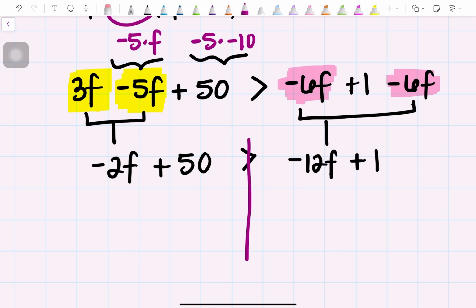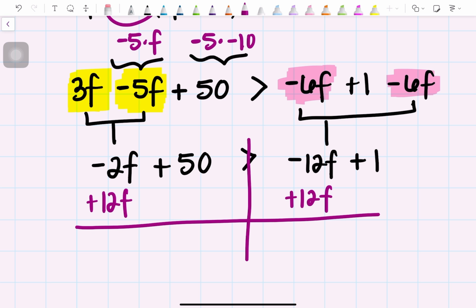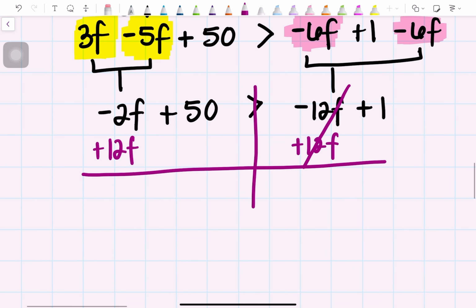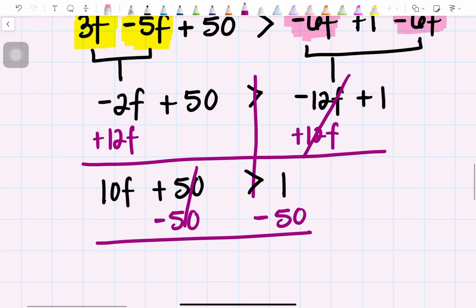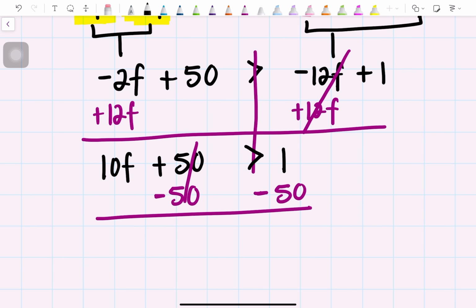Now let's go ahead and move letters to one side, numbers to the other. I'm going to start by adding 12f. And this is just preference here, guys. I do prefer to have the variables on the left-hand side, but it really doesn't matter which one I move. If I combine those two, that gives me a 10f, bring down the 50, greater than a 1. From there, I'm going to subtract 50 now. Subtract 50. And that's going to give us a 10f is greater than a negative 49.